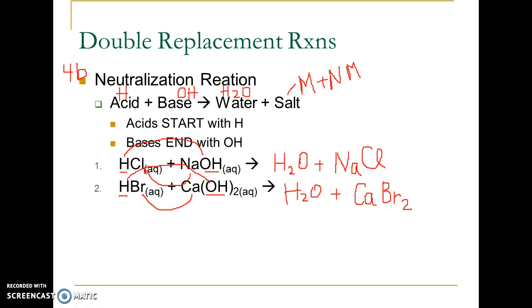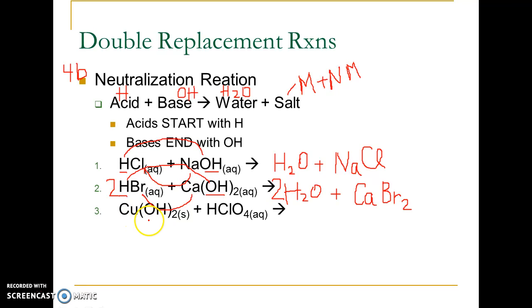I'm going to check now to make sure that this is balanced. It is not balanced. I can automatically tell because I have 2 bromines here and 1 bromine on my reactant side. So I'm going to place a 2 coefficient here, and now I'm going to see if it's balanced. I have 1, 2, 3, 4 hydrogens, and I have 2 hydrogens over here. So let me place a 2 here. Okay, so now I have 4 hydrogens, 4 hydrogens, 2 bromines, 2 bromines, 1 calcium, 1 calcium, 2 oxygens, 2 oxygens, so I am balanced. Let's do one more, and then we'll move on to the next type of double replacement reaction.